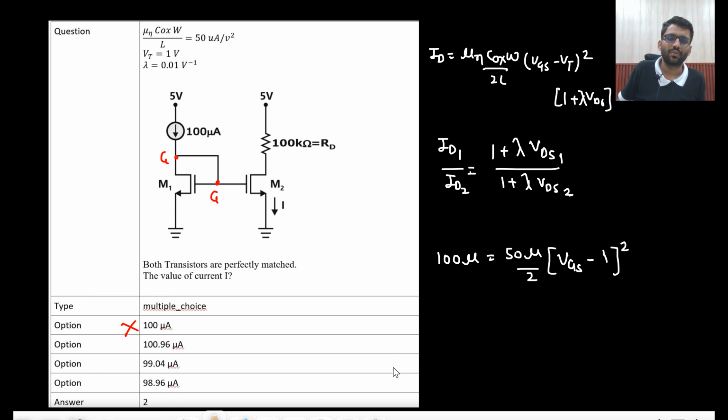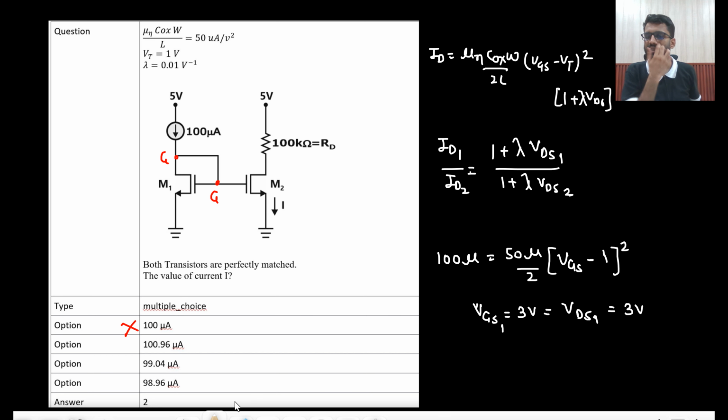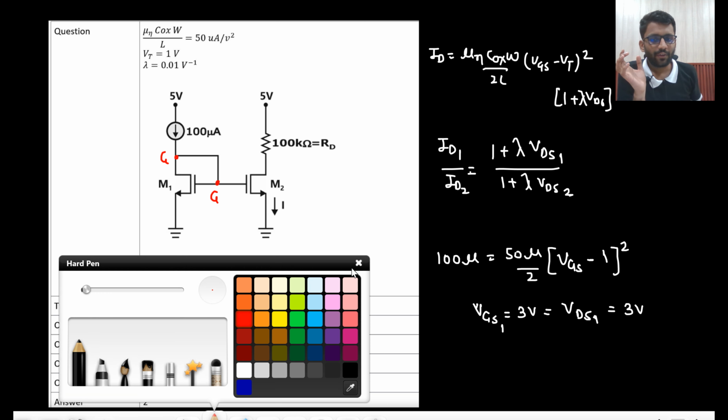Okay. So 4, 2, 3 we will get, right? 3 minus 1 is 2. 4. Yeah. So VGS equals 3 we are getting. So VGS is equal to VDS1, that is equal to 3 volt. Now tell me one thing, I will give you the intuition now.